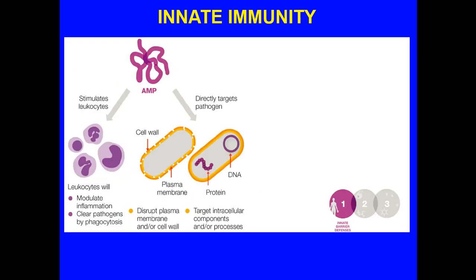Here we have the AMP, which will do several things. One, it will stimulate leukocytes. Now, leukocytes will modulate inflammation, and they will clear pathogens by phagocytosis. AMPs will also directly target pathogens. They will act to target the intracellular components or processes, as well as disrupt the plasma membrane or cell wall.